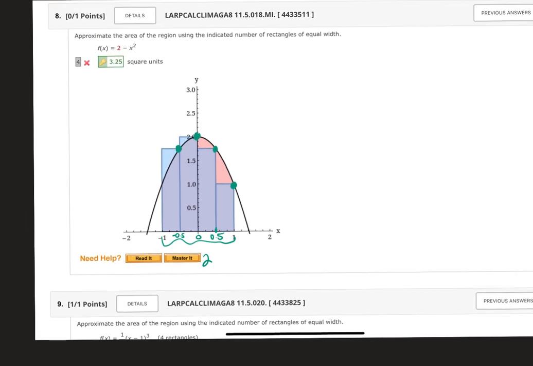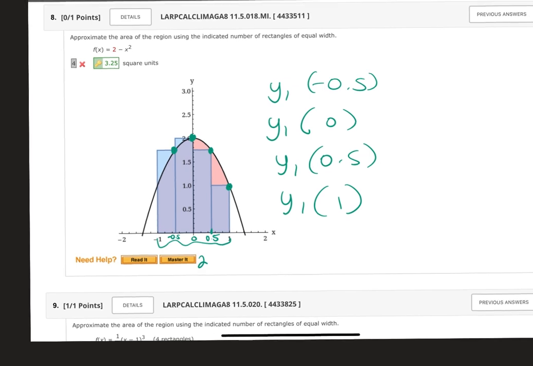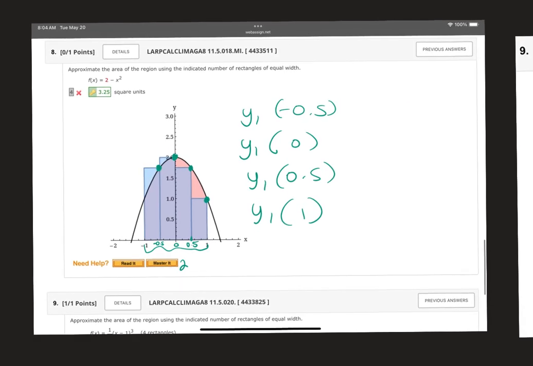So now I want to find the y1 at negative 0.5. All right, then y1 of 0, then y1 of 0.5, then y1 of 1. So I'm finding each of those. You have your calculator, so you can plug them in, okay? But this time you could have done it without it. But it's going to be faster, so I would have done y1 equals 2 minus x squared. And then I would do y1 of negative 0.5, which is 1.75, y1 of 0, which is 2, y1 of 0.5, which is again 1.75, and y1 of 1, which is 1. Then add them all together.